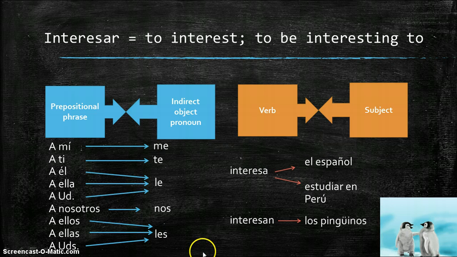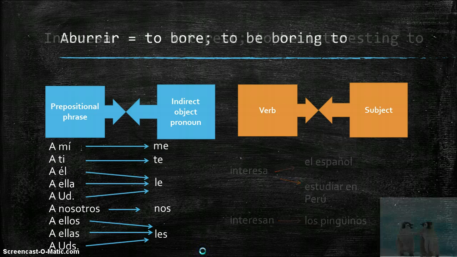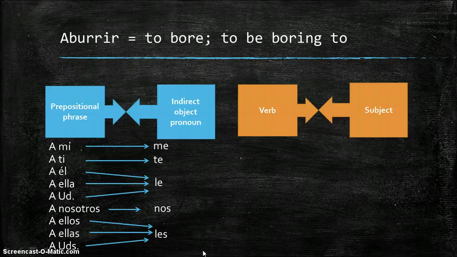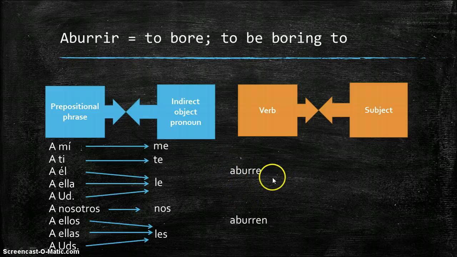The next verb is the opposite of interest. It is aburrir, which means to bore or to be boring to somebody. Again, I like to think about it as to be boring to somebody because it helps me remember to use this indirect object pronoun. So your verbs have 2 forms, the singular, aburre, because it's an IR verb, so it'll end in an E, and aburren.